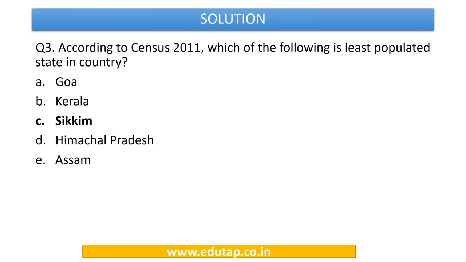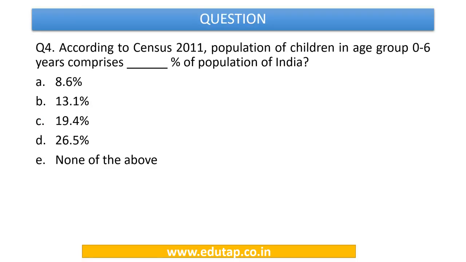So with this information, we can easily answer this question that according to Census 2011, the state of Sikkim is having the lowest population in the country. So answer to this is going to be option number C. Now let's move to the next question.